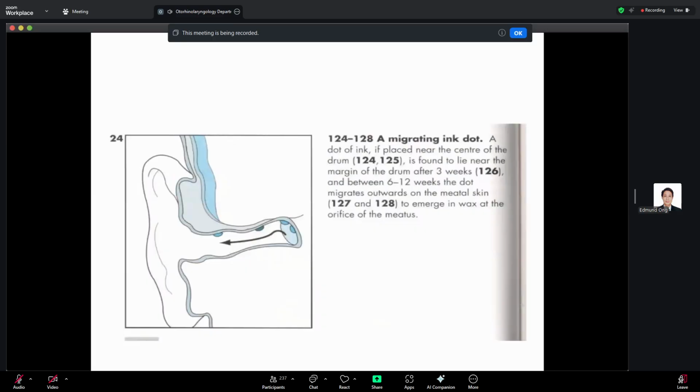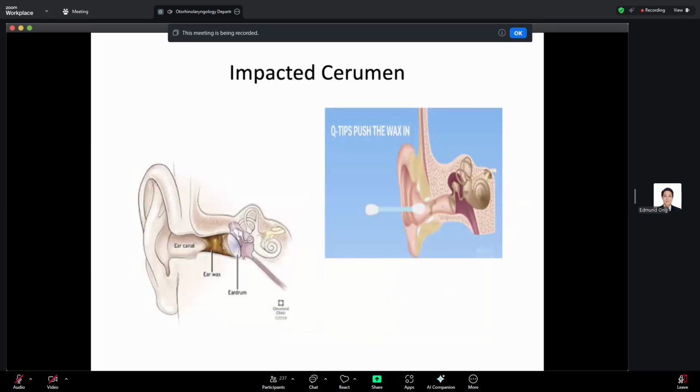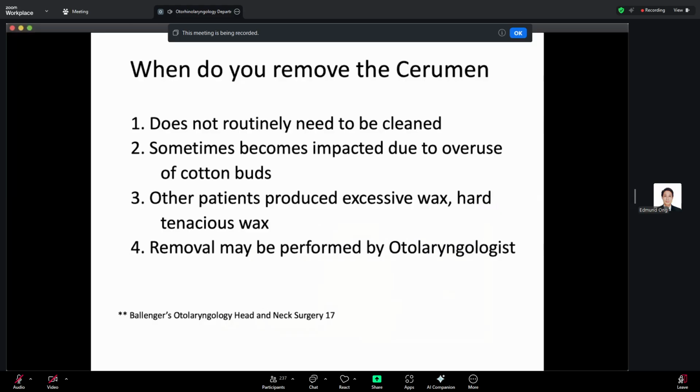There is a normal migration of earwax. Once it is produced in the external canal, there is a normal migration of your earwax. So you don't really have to clean your ear daily. And if you're going to do it, use the smallest Q-tip that you can avail of, and it has to be just the external part of your canal. Next slide. Next slide. This is just an impacted cerumen.